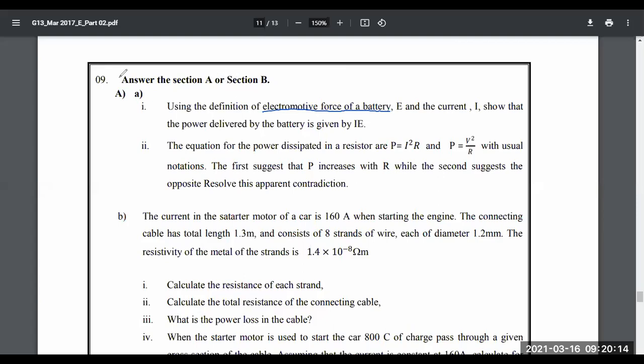This question is from the Grade 13 March 2017, Grade 13 second term paper, electricity essay. First question, using the definition of electromotive force of a battery. Now, electromotive force is the voltage which is marked on the battery.